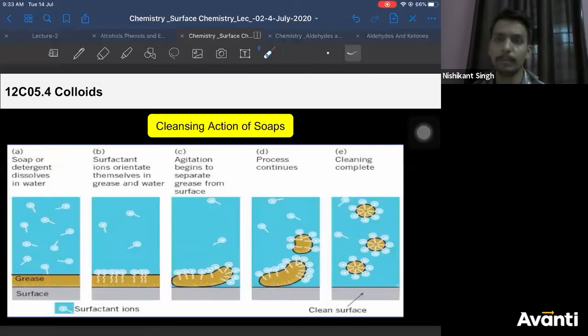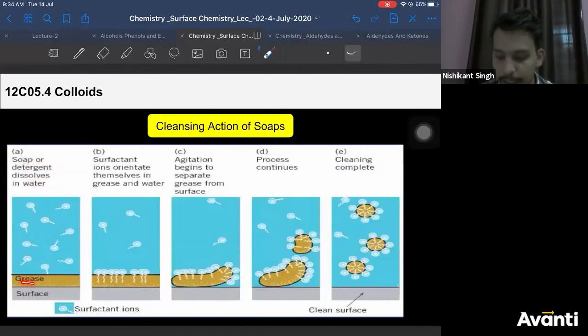Why do soap and detergent dissolve in water? Anybody? Polar. Actually, you can better say they are electrolytes. They contain Na+ ion and RCOO- ion. So they are electrolytes. They can dissociate into their ions. Therefore, they are soluble in water. Okay, that's fine. I hope it is clear, right? So soaps and detergents dissolve in water.